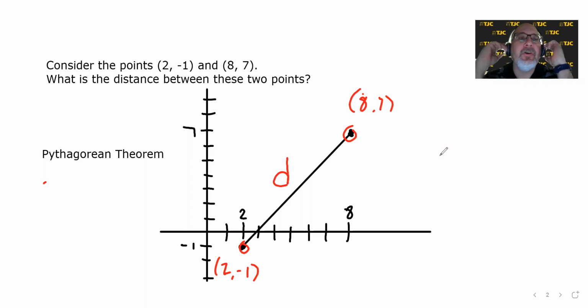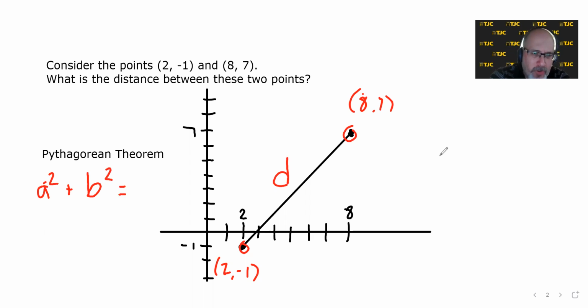All right, consider the points 2, -1 and 8, -7, which are already labeled on the picture. What is the distance between these 2 points? And we're labeling the distance between them as d. In other words, we want to know how far apart that is. And oh yeah, we were about to remind ourselves what the Pythagorean theorem was. A lot of people remember the words Pythagorean theorem and may not remember what it says, but they probably remember hearing a squared plus b squared equals c squared.